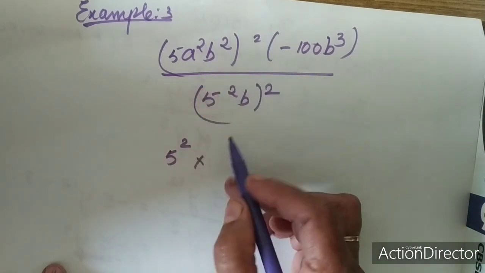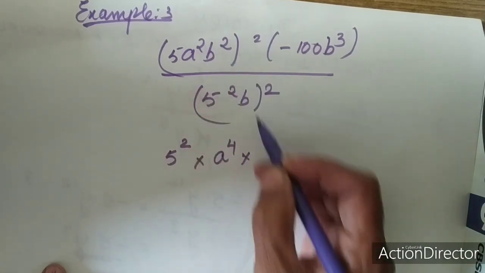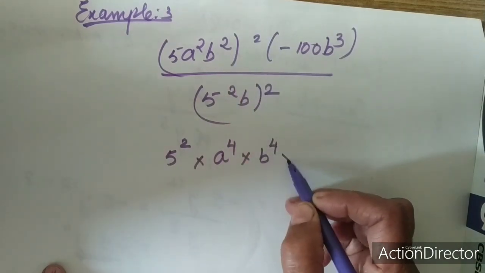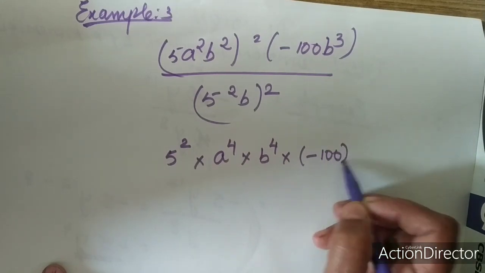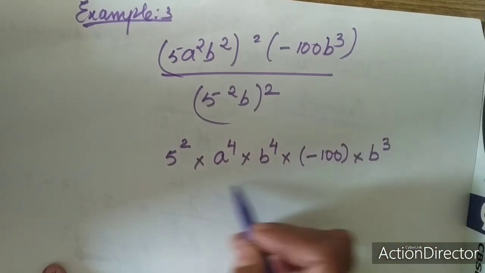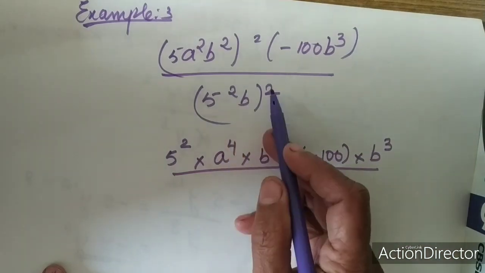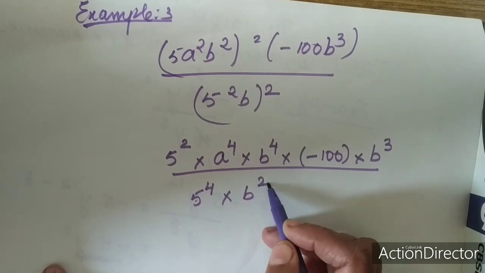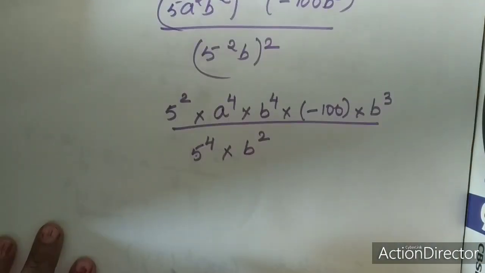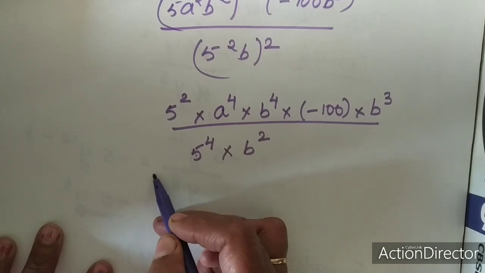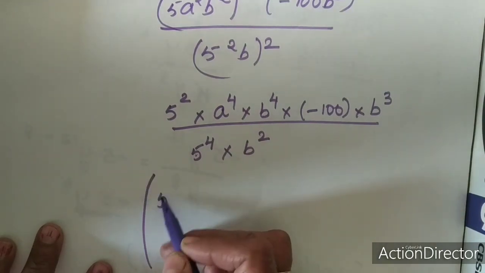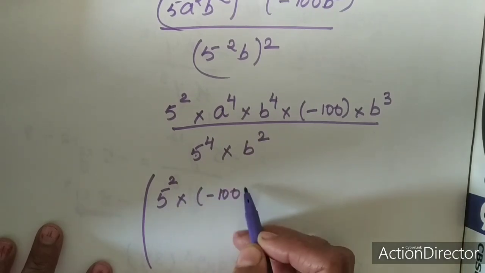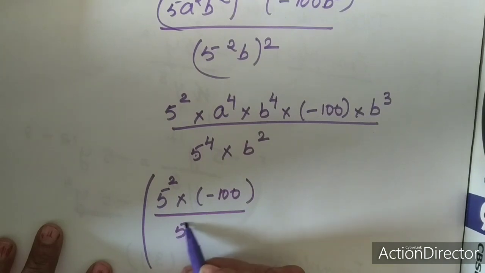Now a square can be written as a power 4 into (b square) whole square. So it is also b power 4 and this is minus 100 into b power 3 upon (5 power 2) whole power 2. So it is 5 power 4 into b power 2. Now I am going to group the numbers together and the variables together in separate brackets. So first in the first bracket write all the numbers. 5 power 2 into minus 100 divided by 5 power 4.